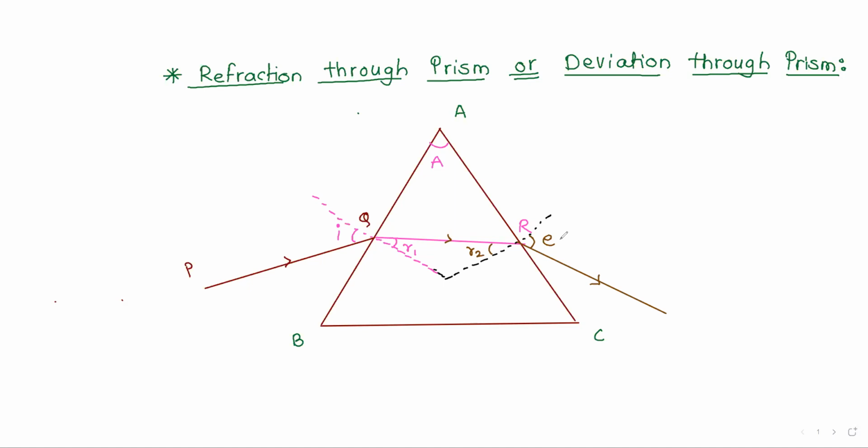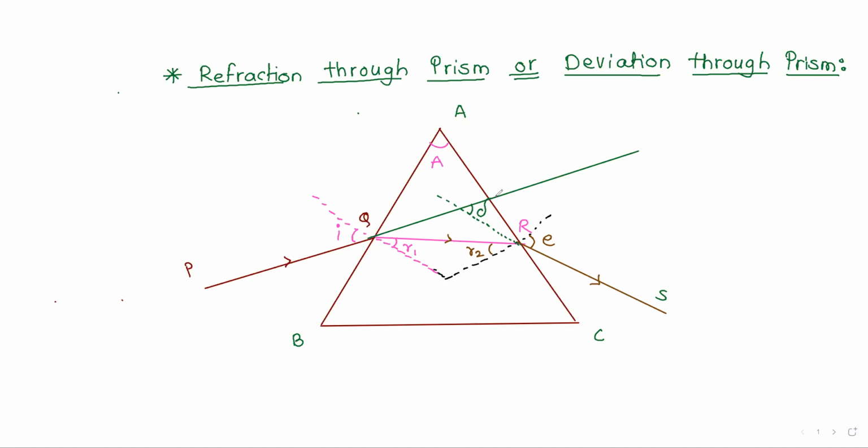Now let us assume this prism ABC is not there in the path of the incident ray, which is PQ. So what will happen? This ray PQ will follow a straight line path without any deviation, right? To see this deviation, what we have to do is extend this emergent ray, that is RS, in the backward direction, and here one angle we will get. This angle is known as the deviation angle.